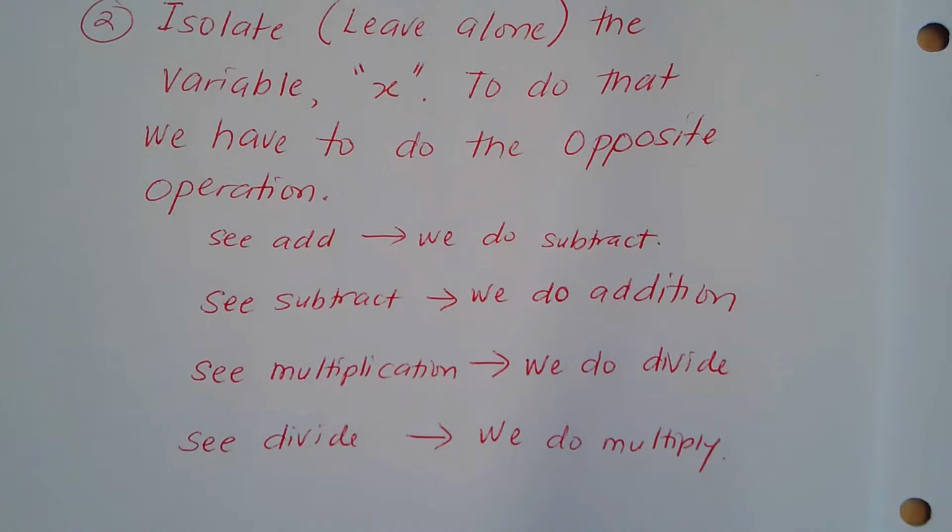So we know that the equation has a left side and a right side. What we're trying to do is isolate the x. So we're going to do the opposite operation depending on what we see.